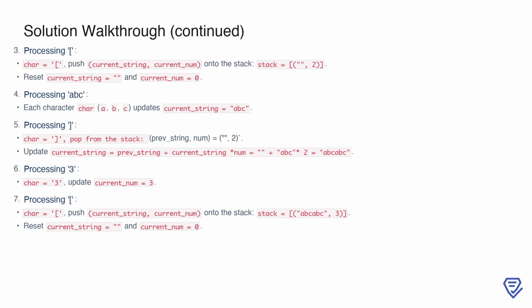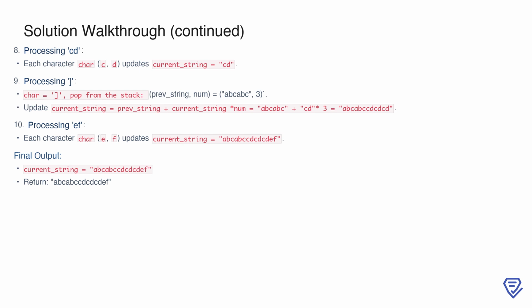The next character is 3, so we update the current number to 3 and prepare for the next encoded segment. An opening bracket indicates the start of the next segment. We push the current string ABCABC and the number 3 onto the stack, then reset the current string and number. As we process the letters C and D, we build the current string CD.